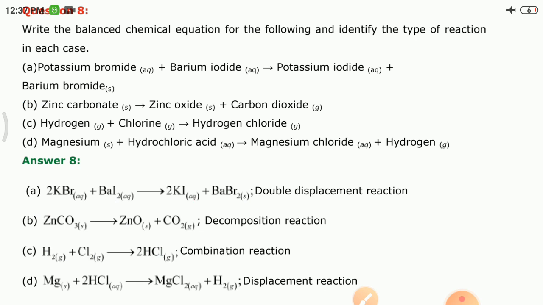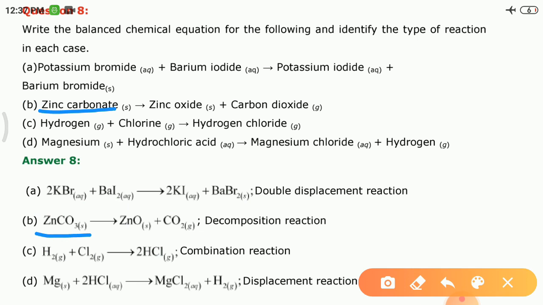Now next one, B is zinc carbonate, formula ZnCO3. Then it will give zinc oxide ZnO plus carbon dioxide CO2 gas. As we can see here, zinc carbonate is breaking into zinc oxide and carbon dioxide. It means it is a decomposition reaction.